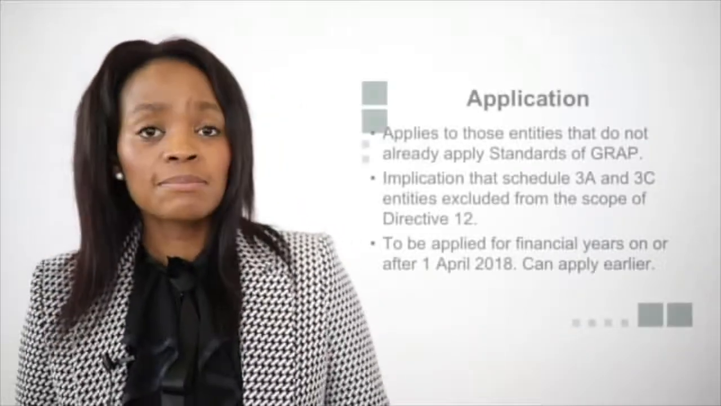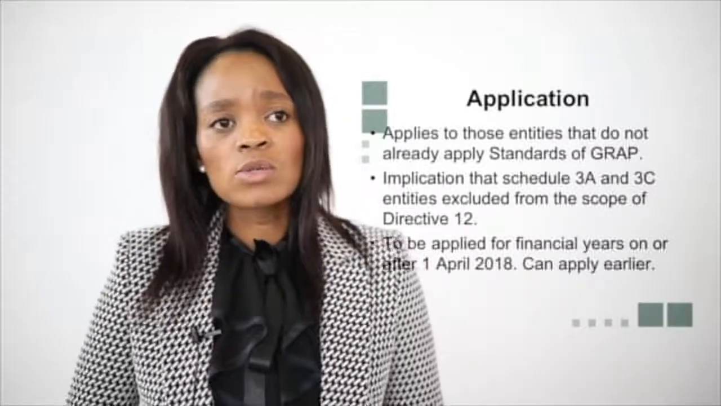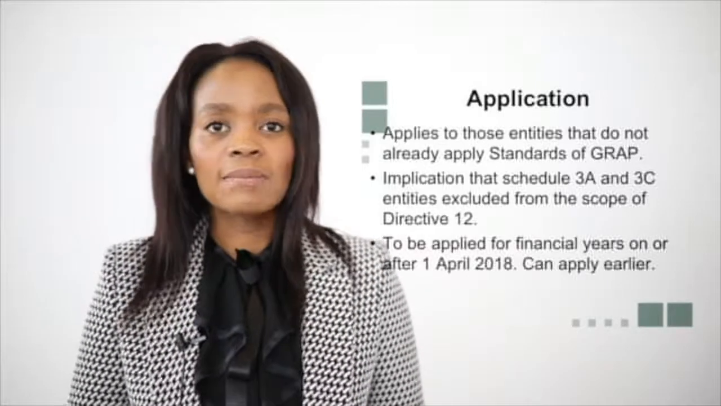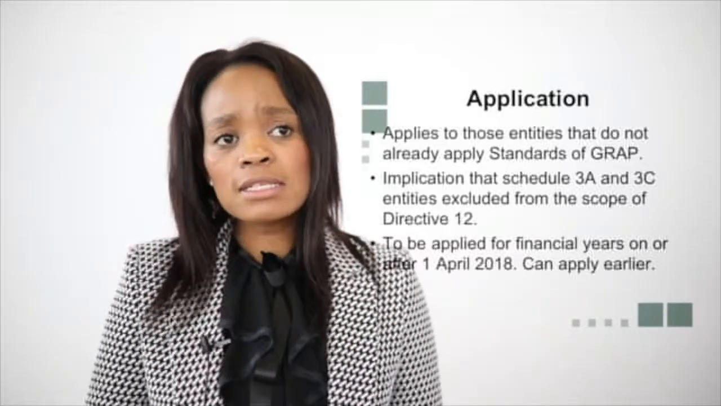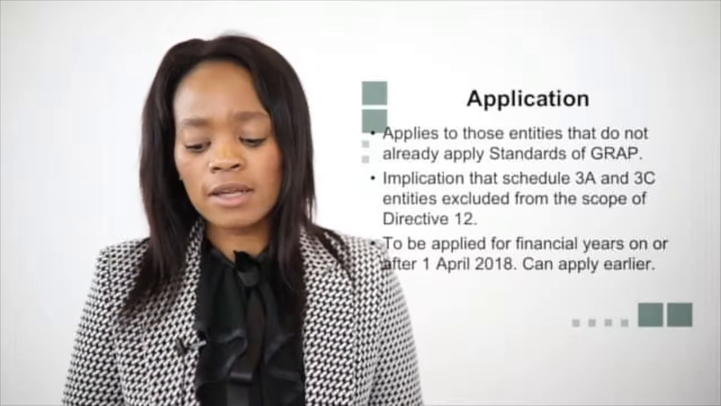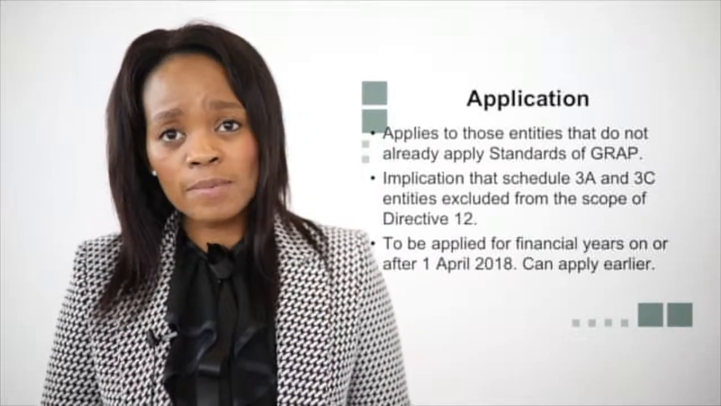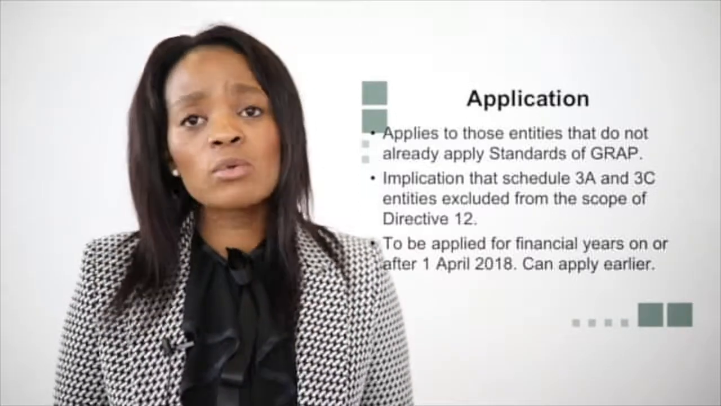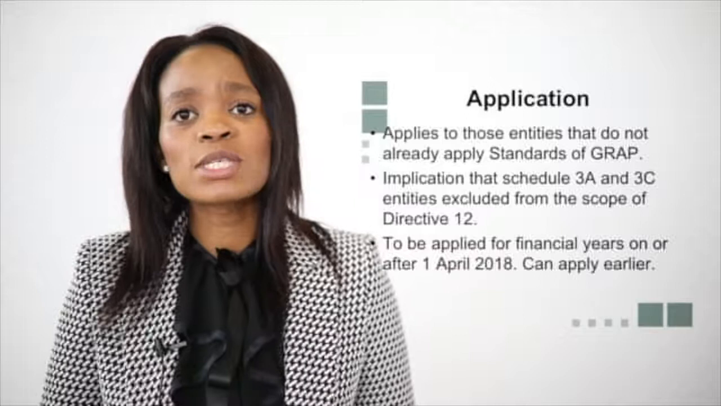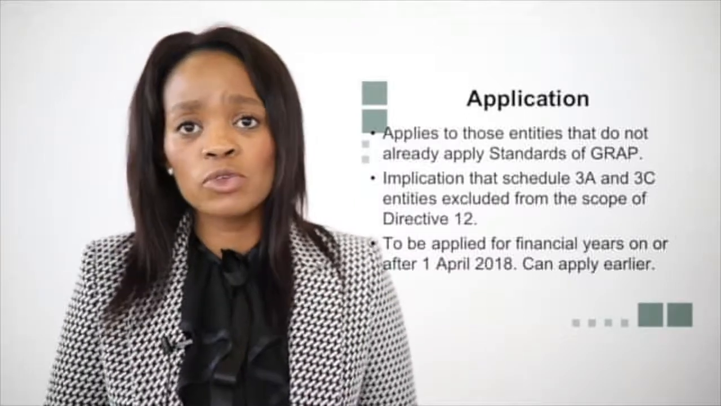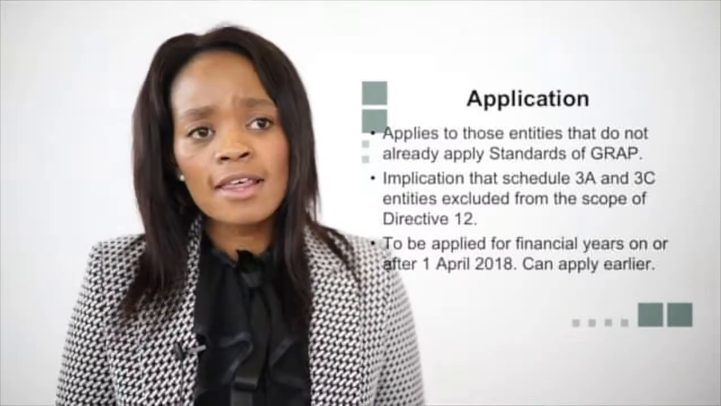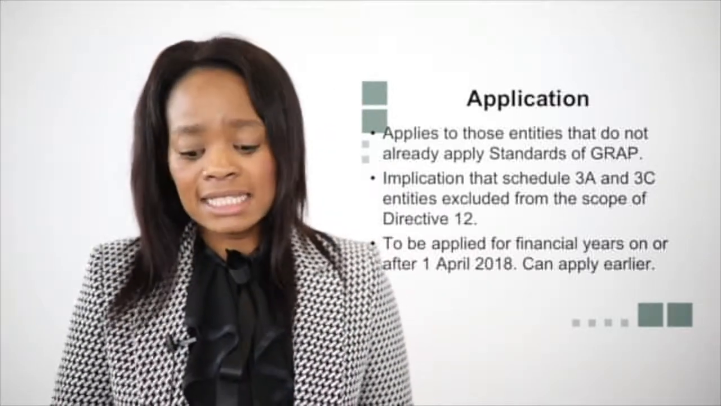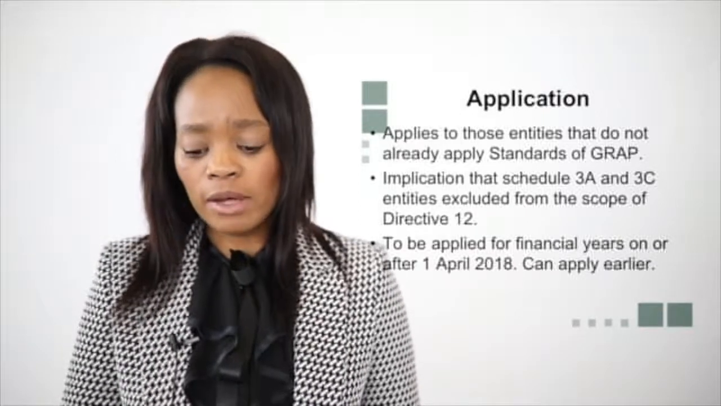How do we go about applying Directive 12? Directive 12 applies to those entities that do not already apply standards of GRAP. What this means is that entities that are applying standards of GRAP will not need to consider their reporting framework. They will continue applying standards of GRAP because that is the reporting framework that has been approved by the board. This therefore implies that your Schedule 3A and 3A entities are excluded from the scope of Directive 12.